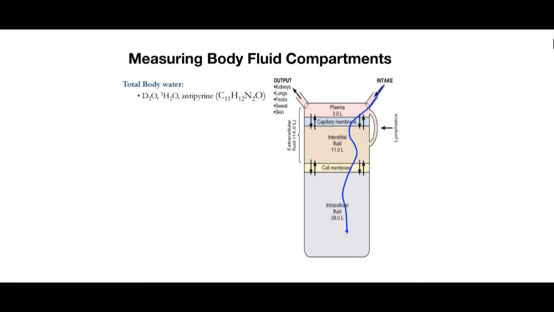Okay? Because they will go in through the plasma, they will get into the interstitial fluid, and they will get inside your intracellular environment. Extracellular volume. What makes up extracellular volume? Which of these compartments are your extracellular volume? Plasma and interstitial fluid together.